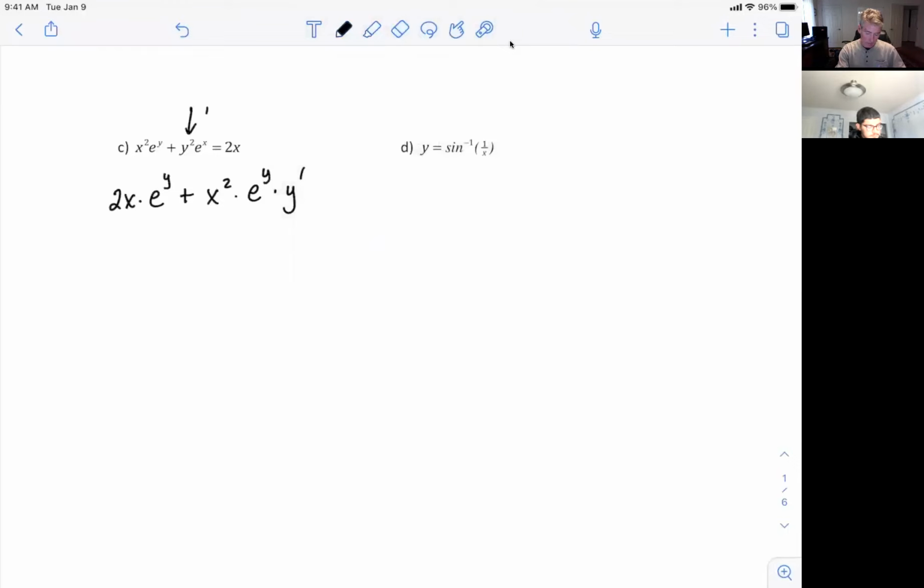Then move over to this one and also do the product rule. So the derivative of y squared is going to be 2y, and then by the chain rule, times y prime. And leave the e function alone. Plus, now leave y squared alone, and take the derivative of e to the x, which is e to the x. And then finally on the right side, it's just going to be derivative of 2x is 2.